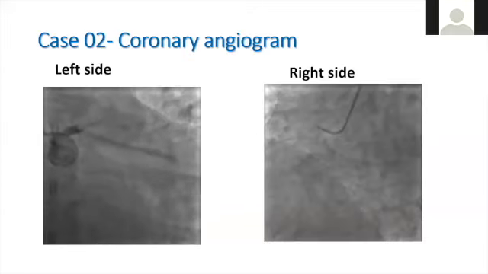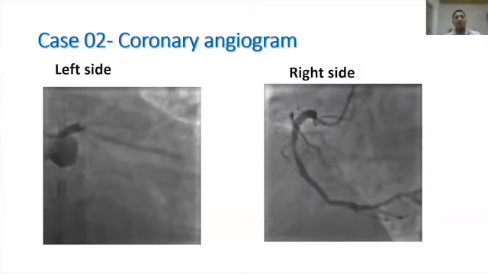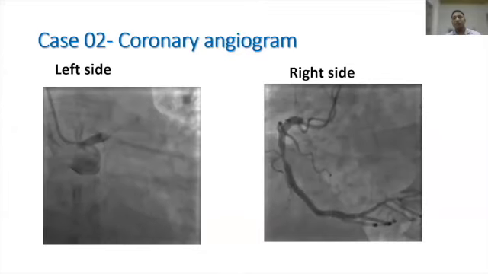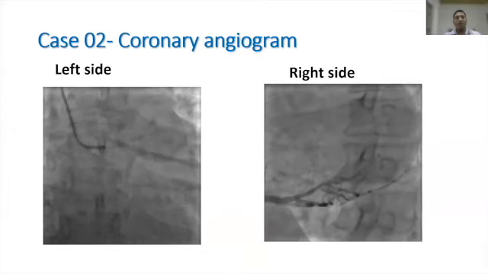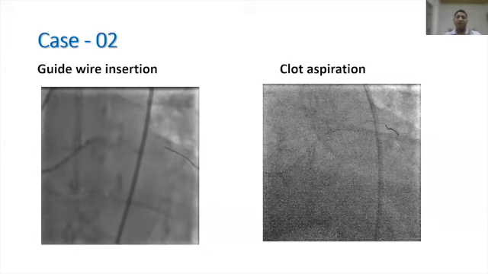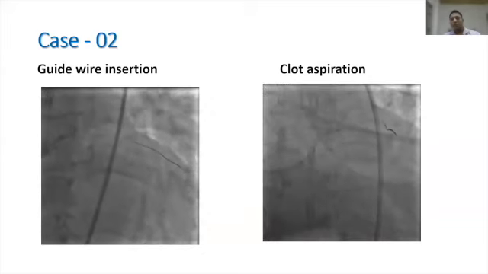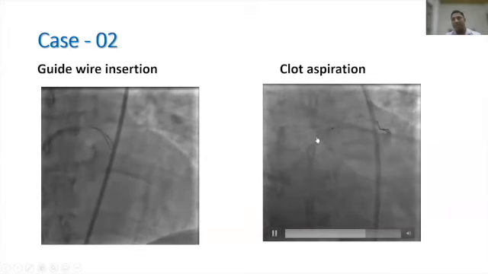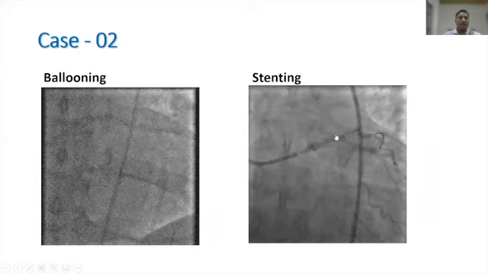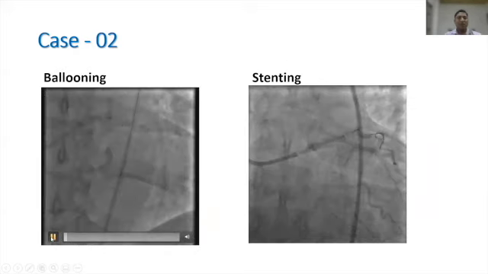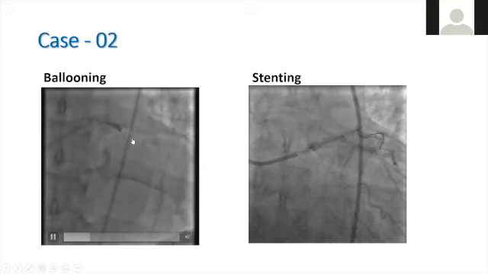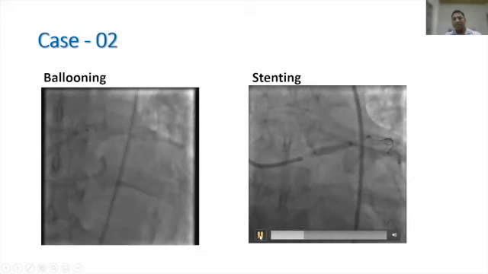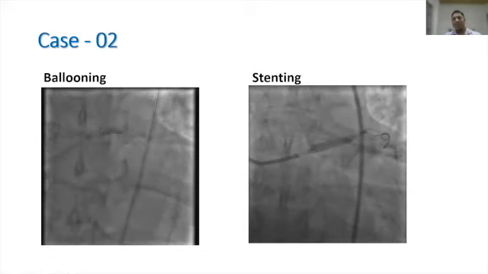So this is the angiogram. You can see the left side angiogram after left main coronary artery, a thrombus and occlusion, fully occluded. The right side is flowing. So we are wiring the system and we are aspirating the clot. There is an aspiration catheter. We are aspirating the clots here. And then we are ballooning. This is the balloon. We are inflating it. Now we are doing the stenting.